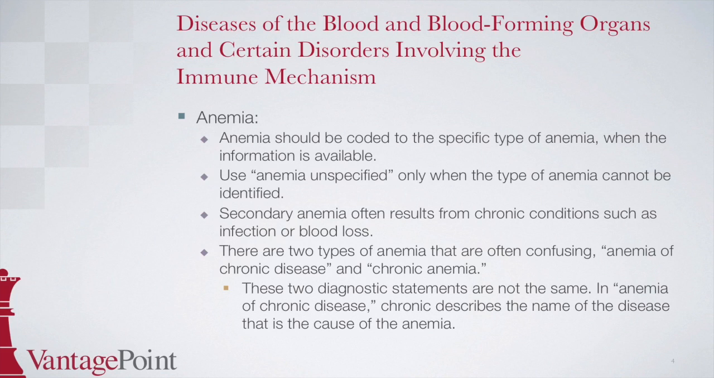I want to talk a little bit about anemia, as it is very important to be as specific as possible in the code selection of anemia. The code for anemia unspecified should only be used when the type of anemia cannot be identified. If the documentation states secondary anemia, it should also state the cause of the anemia, such as due to blood loss.